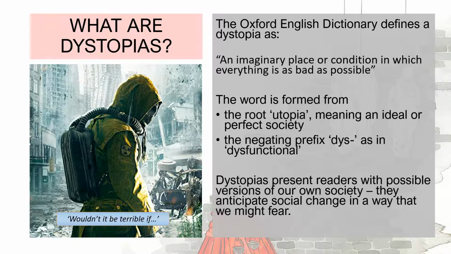But it's useful to look perhaps at the contrast between utopia and dystopia, and the fact that the word is formed from this root, utopia, meaning the perfect society. Interestingly, the original word is utopia, and then some politician in the 19th century added this negating prefix dys, which we know from dysfunctional, to suggest the opposite of an ideal or perfect society, the worst possible society. Dystopias as texts present readers with possible versions of our own society, and they do that by anticipating social change in a fearful or negative way.